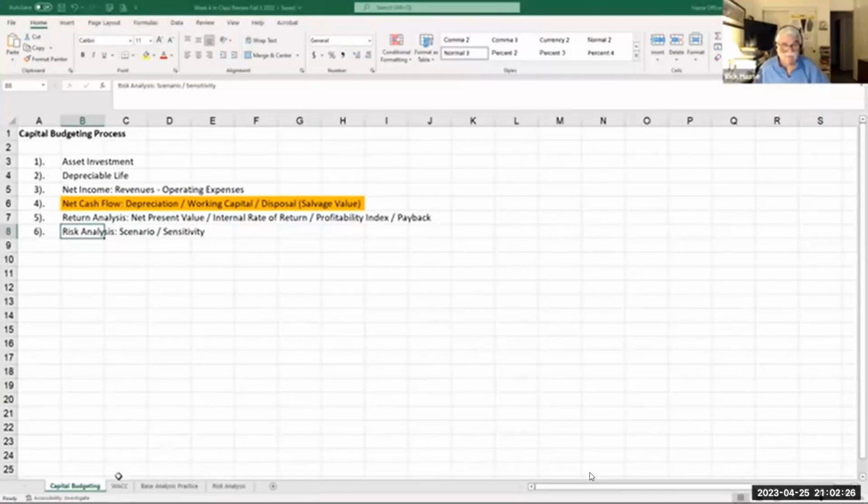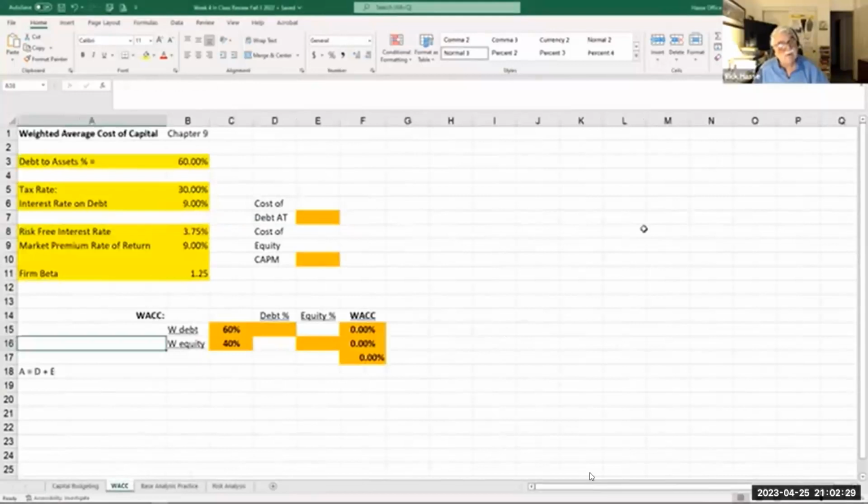Remember, the first step is to determine the cost of capital. What does it cost us to get the money to invest in an asset? We've looked at these components already. Now we're going to put them together into a calculated analysis. Here's the example we're using here. Our debt to assets percentage is 60%. In other words, 60% of the capital structure is in debt, interest-bearing debt. Interest-bearing debt at 9%. The company's tax rate is 30%.